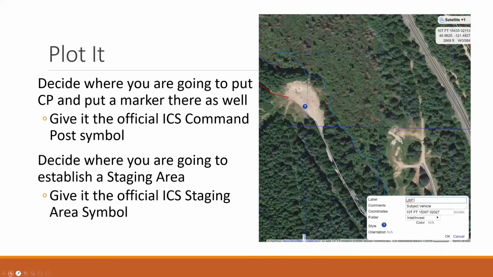So decide where you're going to put the command post and put a marker there as well. You're going to give it the official ICS command post symbol, which is like a square with a half blue triangle. I'll show you in a second. And then decide where you're going to establish a staging area and give that the official ICS staging area symbol.